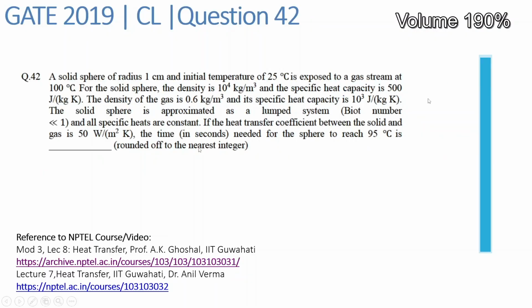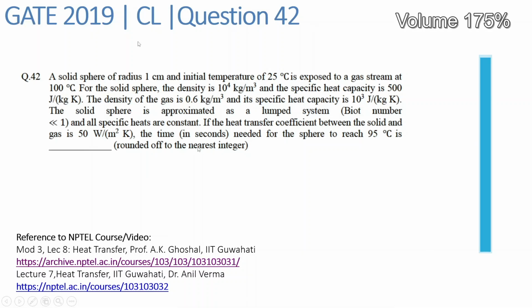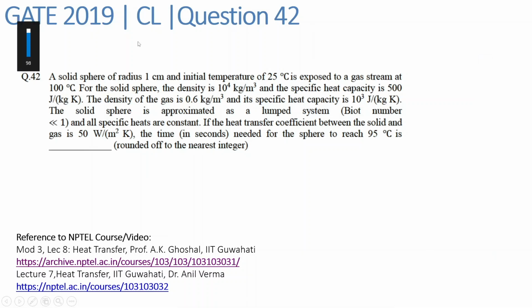Hello everyone, we will be solving question 42 of GATE Chemical Engineering paper 2019 and the subject is heat transfer. The question is, a solid sphere of radius 1 centimeter and initial temperature of 25 degrees Celsius is exposed to a gas stream at 100 degrees Celsius. For the solid sphere, the density is 10 raised to 4 kg per meter cube and the specific heat capacity is 500 joule per kg Kelvin.